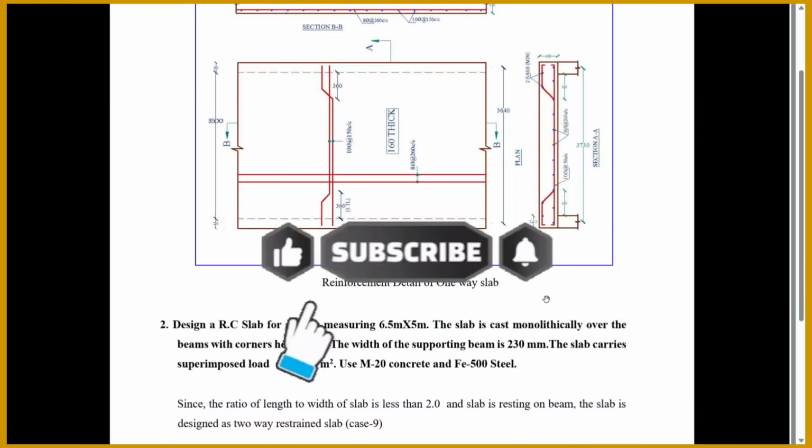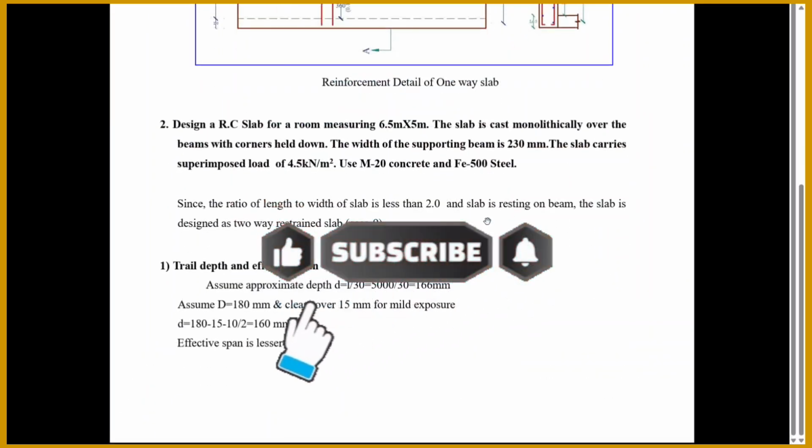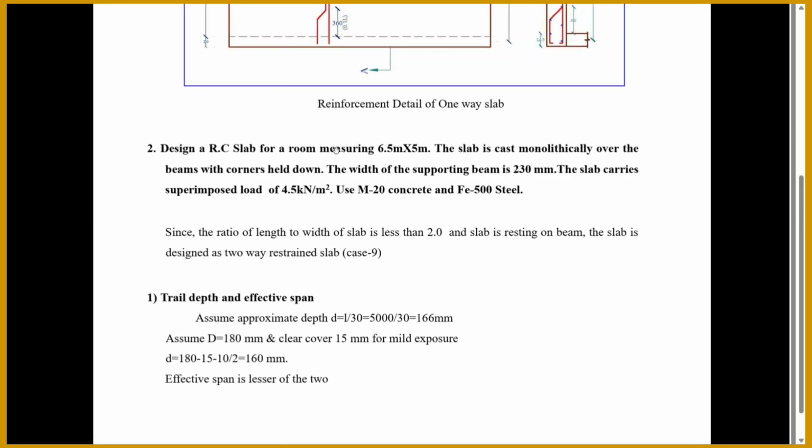This is the design of the one-way slab. In the next video we will see the design of the two-way slab.